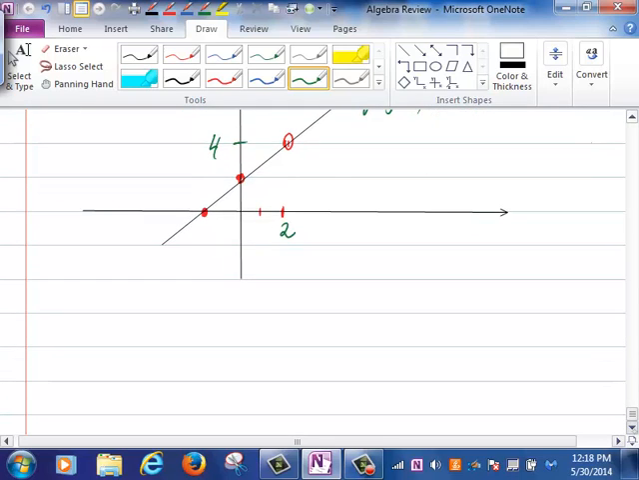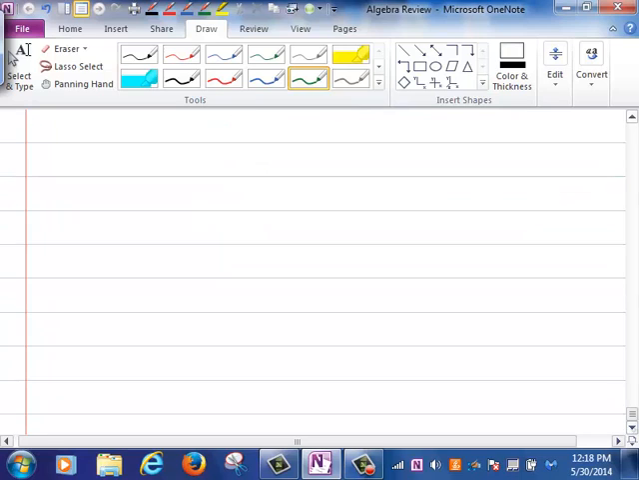You guys have seen piecewise defined functions before? Piecewise defined functions.